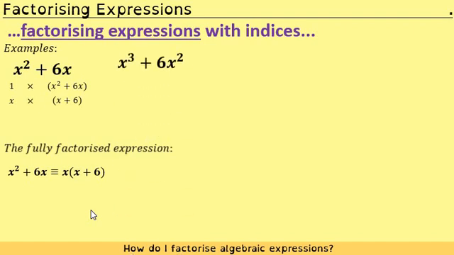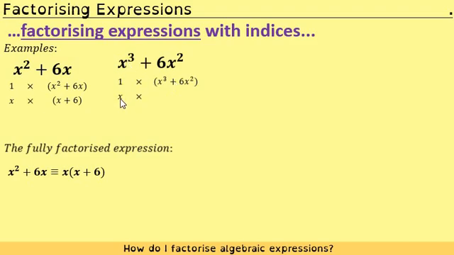In the next example, we have x cubed plus 6x squared. So a similar question. I'm going to start by writing my factor pairs. I can take out a factor of 1, nice and easy there. Next, well, I can't take out any numbers, but I can take out a factor of x from both of these terms, because x does appear in both terms.